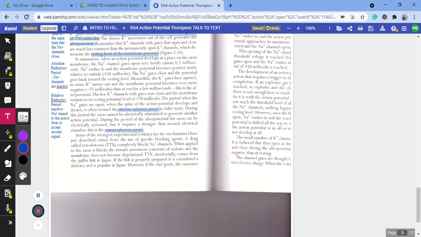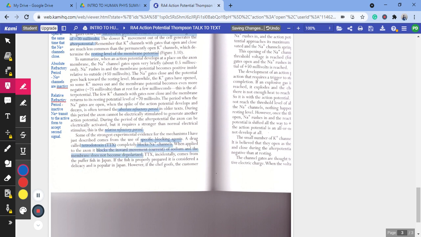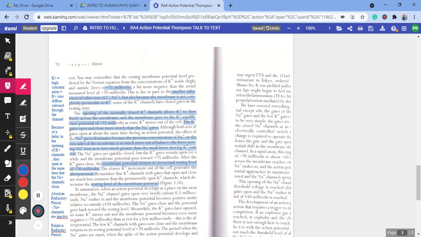Okay, so moving on, some of the strongest experimental evidence for the mechanisms I have just described comes from the use of specific blocking agents. A drug called tetrodotoxin, or TTX, completely blocks the sodium channels. When applied to the axon, it blocks the inward movement current of sodium and the membrane does not become depolarized. TTX incidentally comes from the puffer fish in Japan. If the fish is properly prepared, it is considered a delicacy and is popular in Japan. However, if the chef goofs, the customer may ingest TTX and die.